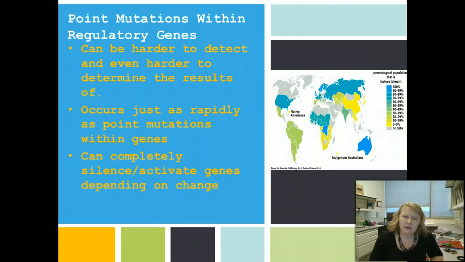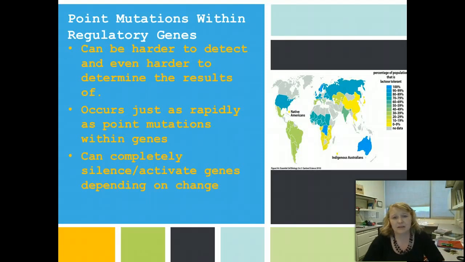And they can be even harder to detect because we have a hard time determining the results, because remember, regulatory genes can control more than one gene. They can change the outcomes. They can make small changes to how much is expressed, not just completely turning on and off. And they can occur just as quickly as point mutations within genes. And as I said, they can silence or they can activate, or they can have a variation on it.